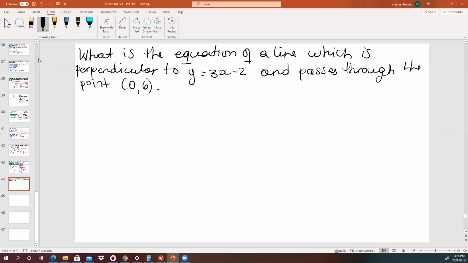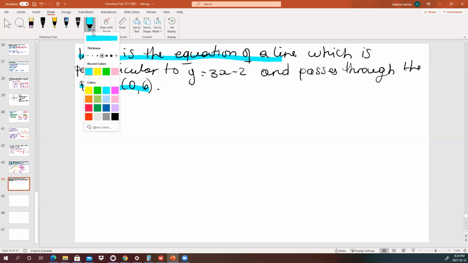All right, so that's our question. So we're being asked again to find the equation of a line, and that line passes through the point 0, 6, right? So we've got two pieces of information about this particular line. The first piece of information we got was that this line is perpendicular to another line which has the equation y equals 3x minus 2, and the second is that it passes through the point 0 and 6.